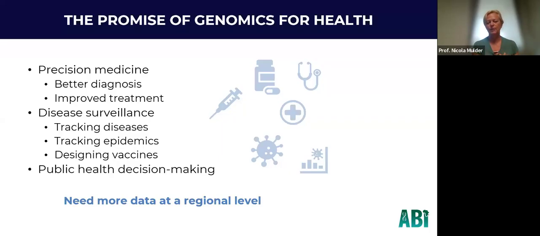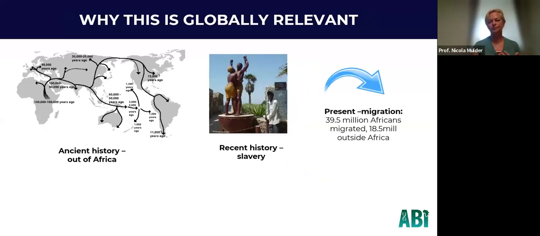And then, of course, from the pathogen side, it has the promise for disease surveillance. We all saw that during the COVID-19 pandemic, and generally for public health decision-making. So looking at emergence of new pathogens. But we need more data at the regional level.